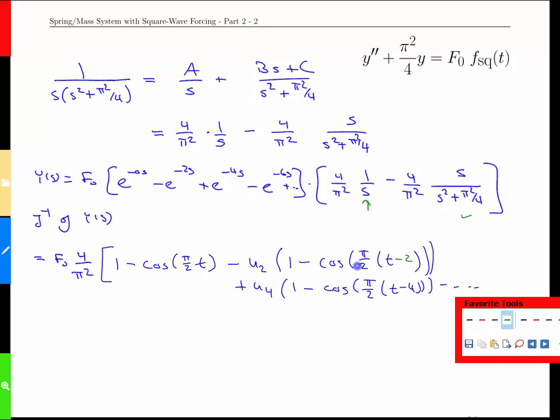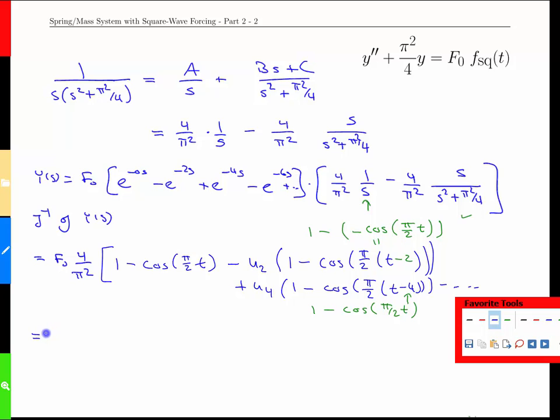What's going to make this sum manageable to deal with is the fact that this cosine, which is shifted by 2, is shifted by half a period. The period is 4, and we've only shifted it by 2. That's going to equal negative cos of pi over 2 t, with a negative out front, so we could rewrite this entire term here as 1 plus cos of pi over 2 t. This term, where the shift is by 4, is going to be equal to 1 minus exactly what it started with, cos of pi over 2 t, because we've shifted it by 1 full cycle.